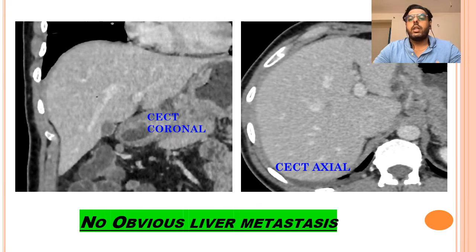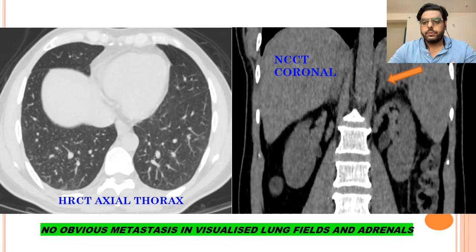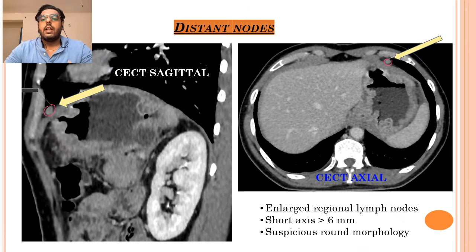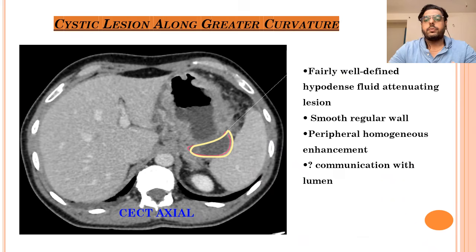And the liver enhanced normally with no focal hypoattenuating lesion. No obvious metastases were seen in the visualized lung fields and in the adrenals. Coming to lymph nodes, there were multiple oval subcentimetric lymph nodes along the drainage pathways in the celiac, superior mesenteric, and perigastric region, showing homogeneous enhancement. Then enlarged lymph nodes were also seen in the supradiaphragmatic region with the short axis of more than 6 mm, and they demonstrated suspicious round morphology.